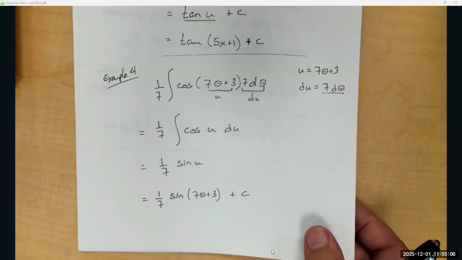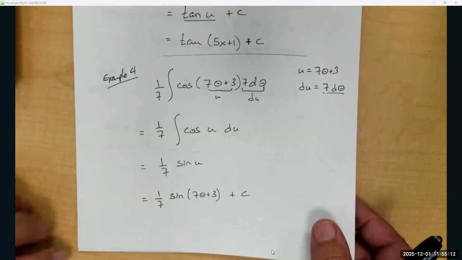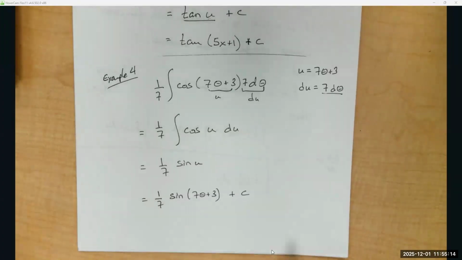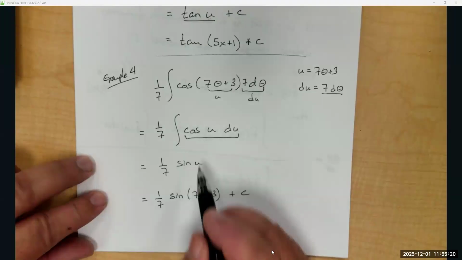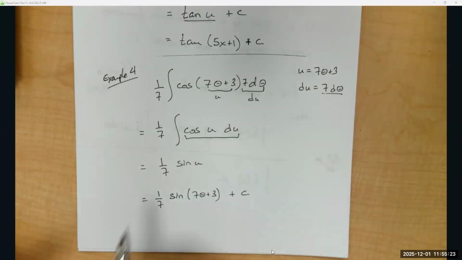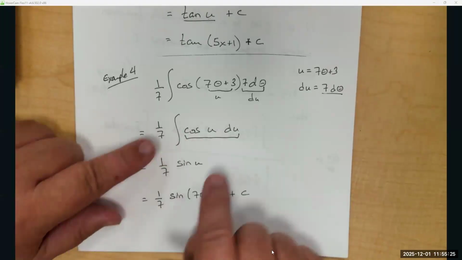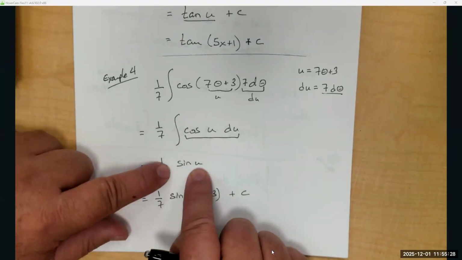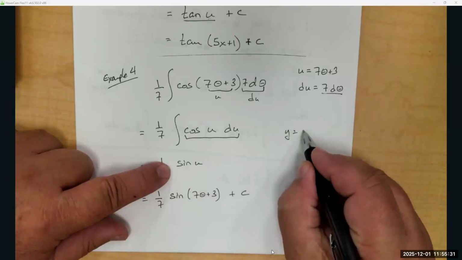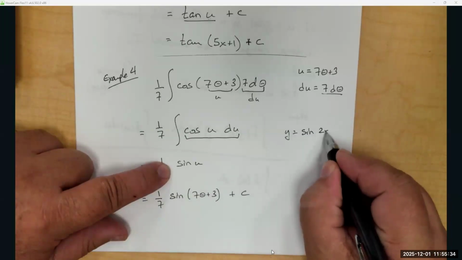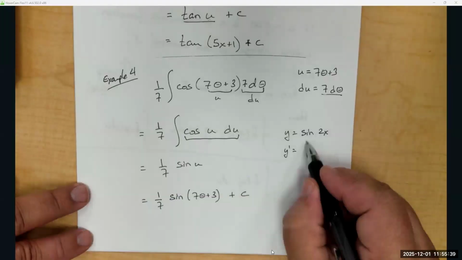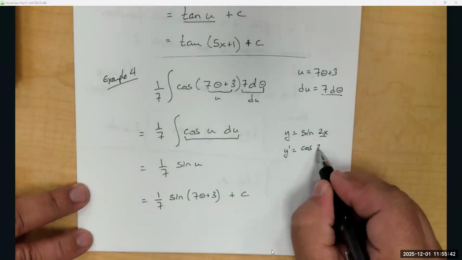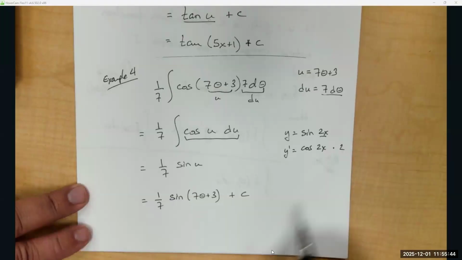I'm also having a hard time with getting rid of the u. There's a lot of internal stuff you have to memorize. Usually you have to remember, this is the derivative. So if you took the derivative of sine u, if it was y equals sine 2x, what would the derivative be? Two. Cosine 2x times 2.